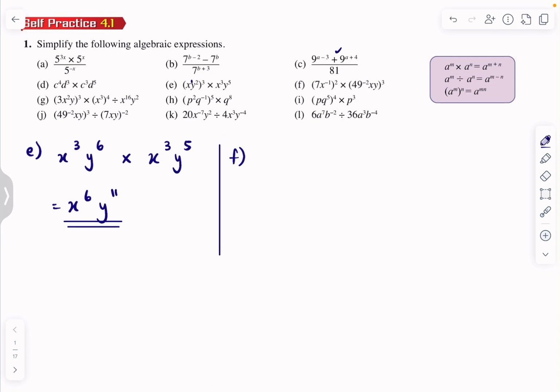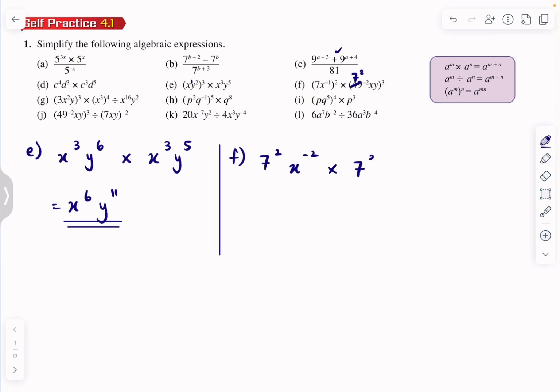F. So we have 7 squared, x to the negative 2. Okay, don't forget to square the 7. This one most students will forget. Okay, the 7 you also have to square. The numbers also you have to square. Here we have 49 to the negative 2. So 49 is just basically 7 squared.